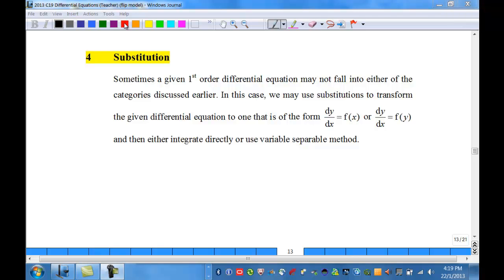Now in this section we're going to do the substitution method. Now what does the substitution method entail? Sometimes a given first order differential equation may not fall into either of the categories we discussed earlier in sections 1, 2 and 3. So in this case we may use substitution to transform the given dE to one of these forms.